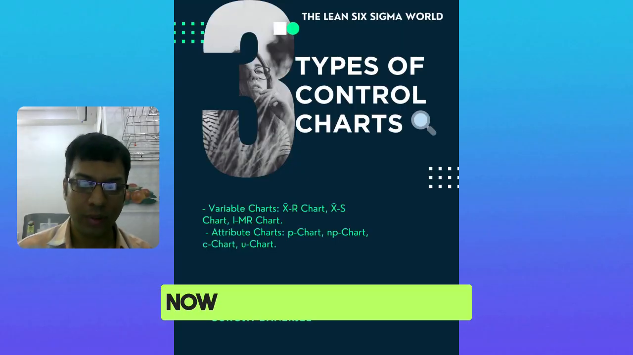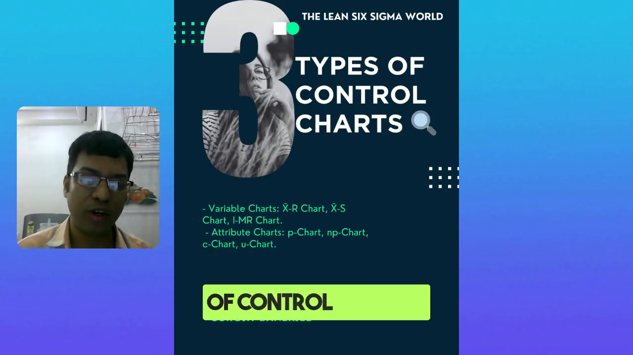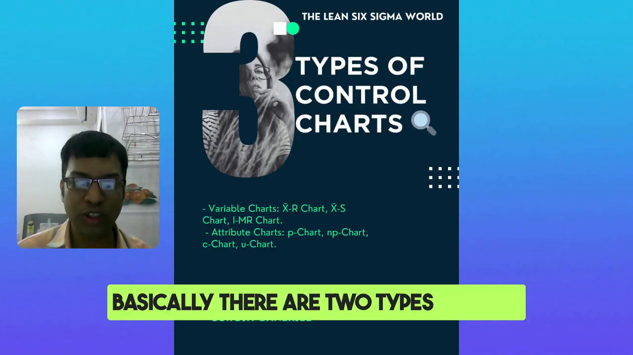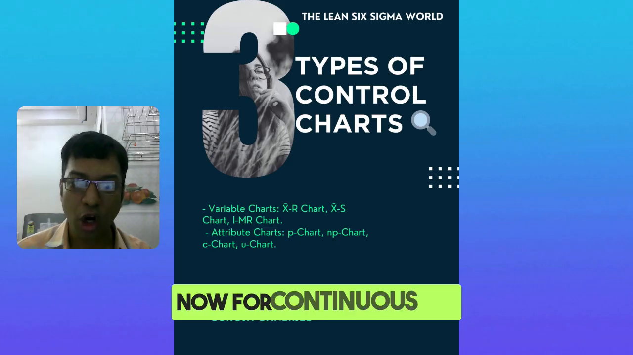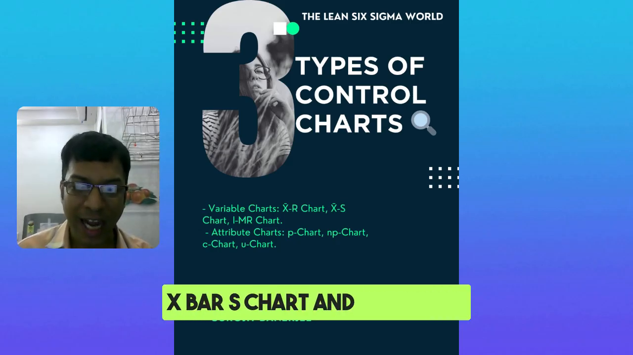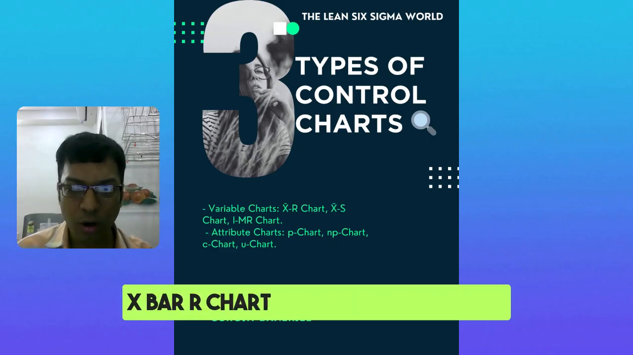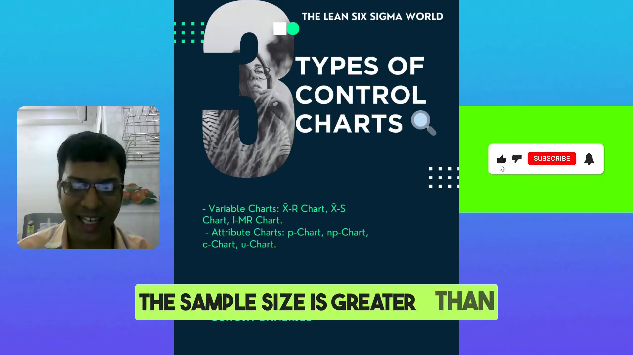Now, we need to understand the types of control charts. What are the different types of control charts? Basically, there are two types of data: continuous data, also called variable data, and discrete data, also called attribute data. Now, for continuous data, we use X bar R chart, X bar S chart, and IMR chart. X bar R chart when my sample size is less than 8. X bar S chart when the sample size is greater than 8.